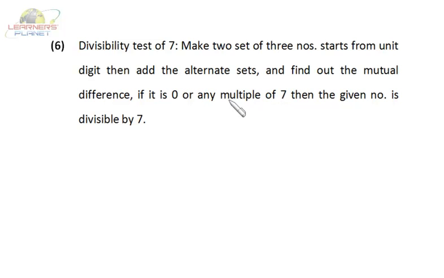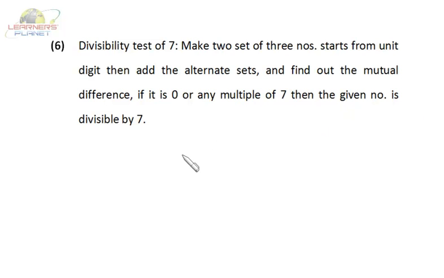Now let's discuss the divisibility test of 7. Kids, in the divisibility test of 7, we have to perform certain operations. Now just see what are these operations. Make two sets of 3 numbers, start from the unit digit, add the alternate sets and find out the mutual difference. If it is 0 or any multiple of 7, then the given number is divisible by 7.